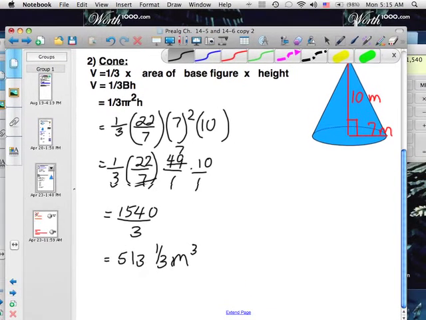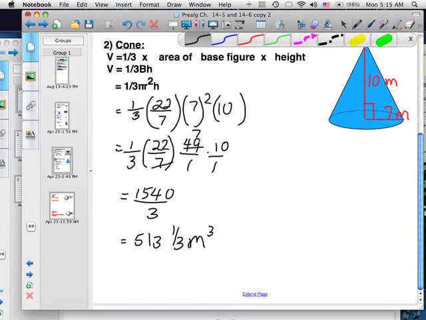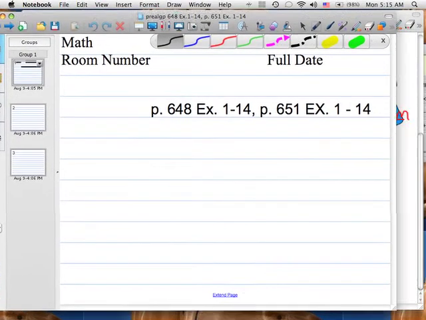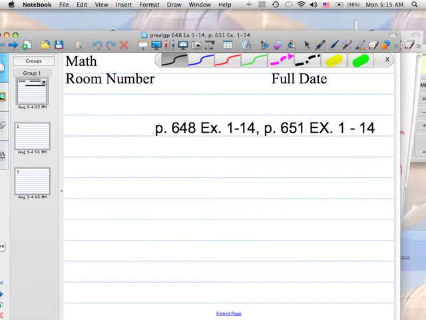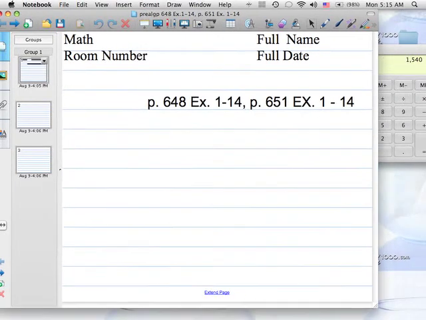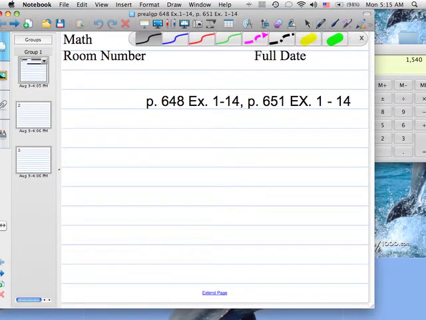So we'll do the first part of this assignment since we have 2 sections. So turn to page 648. And we're doing 1 through 14. So problem number 2 on 648.